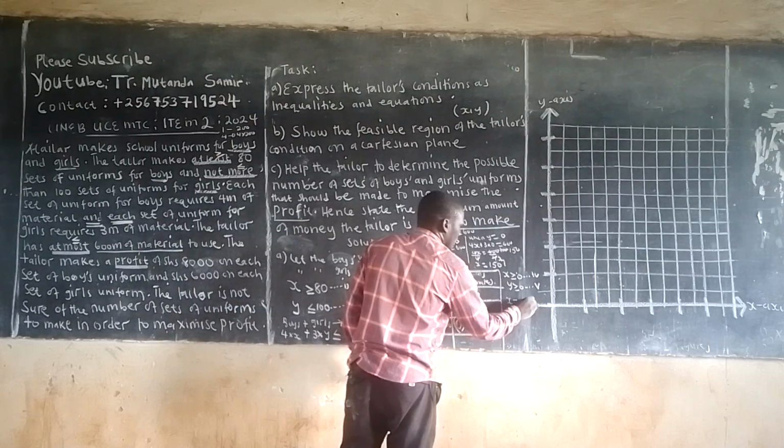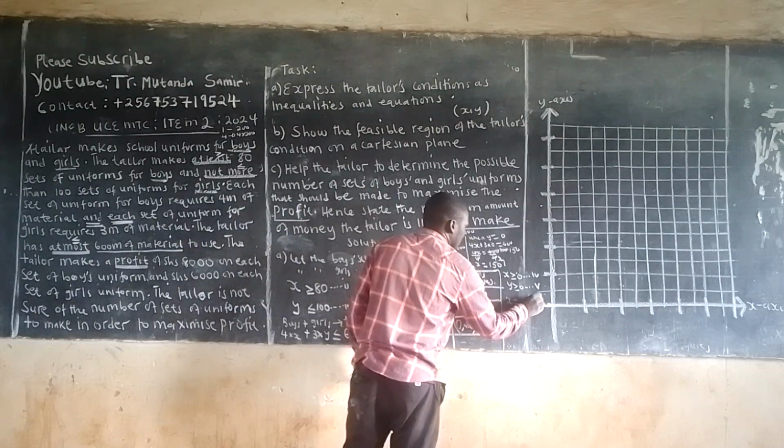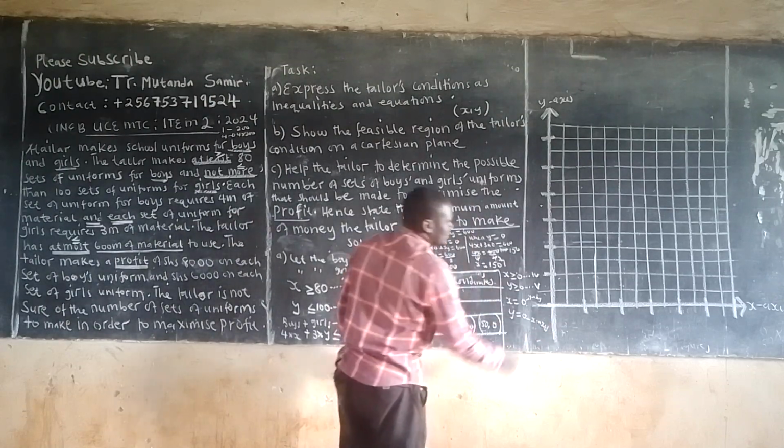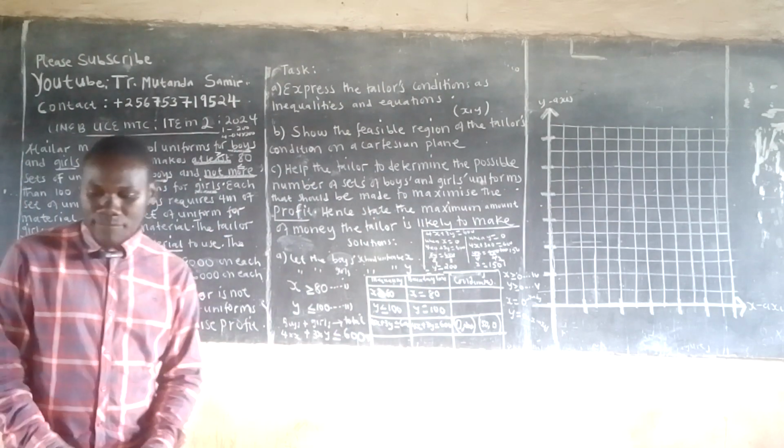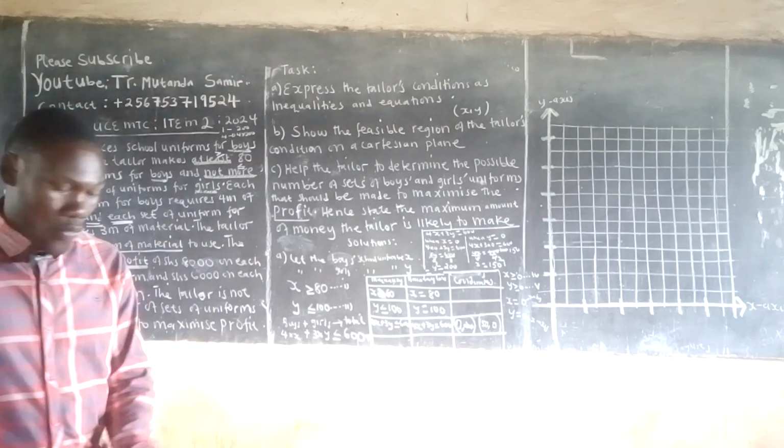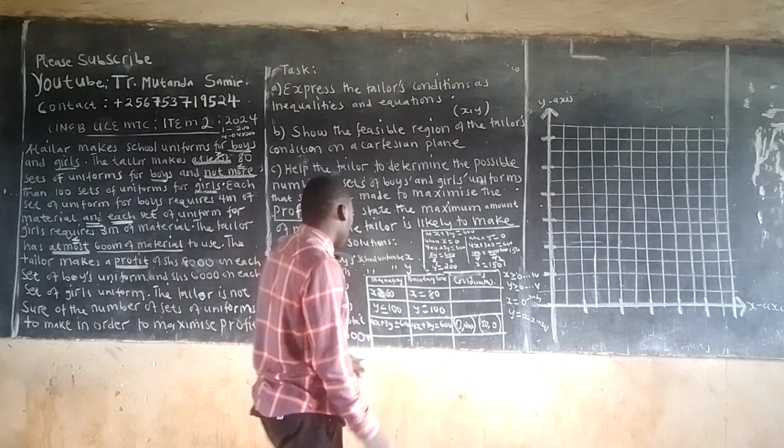And you all know that x equal to 0 is the same as the y-axis, and y equal to 0 is the same as the x-axis. I don't have enough space, that's why I'm putting them there, such that we can all see what's going on. Now look, see the coordinates we have.